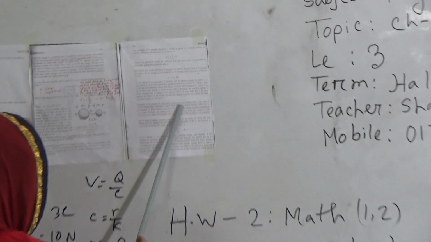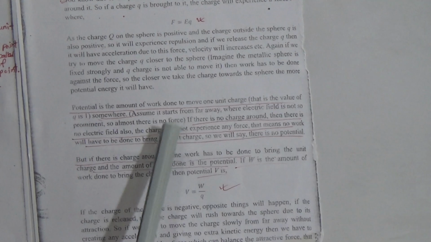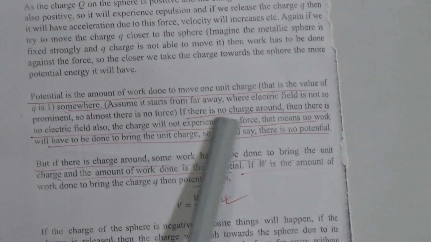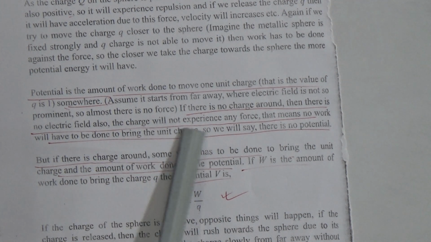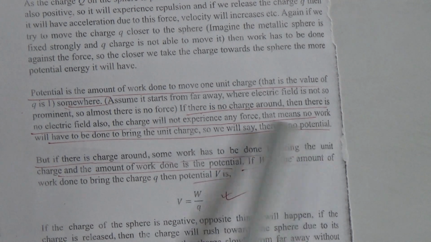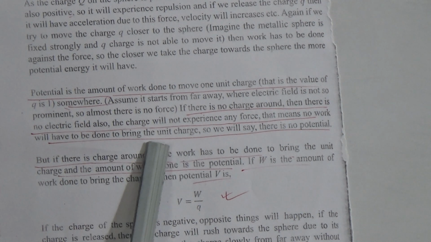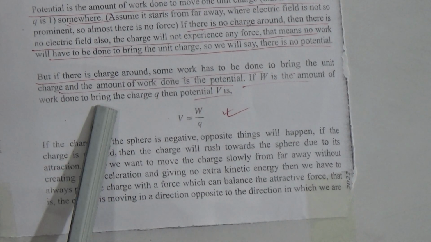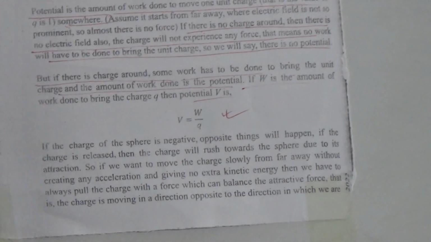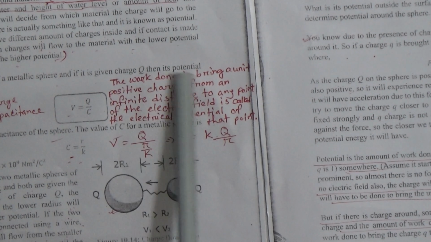Potential is the amount of work done to move one unit charge somewhere, and if there is no charge around, then there is no electric field. And the charge will not experience any force. So that means no work will have to be done to bring a unit charge. So we will say that there is no potential. But if there is any charge around, some work has to be done to bring the unit charge, and the amount of work done is potential, that we have already learnt here. This is the definition of electric potential.